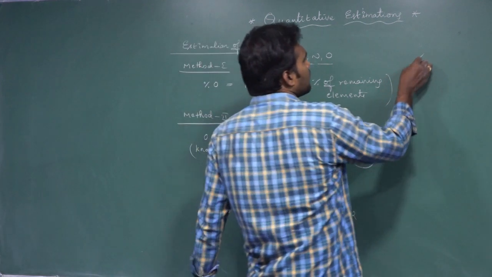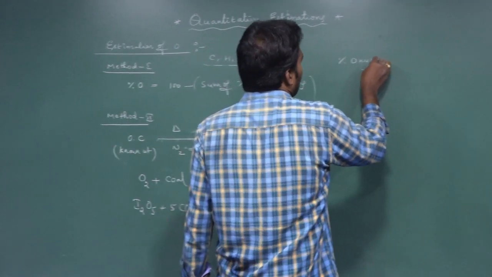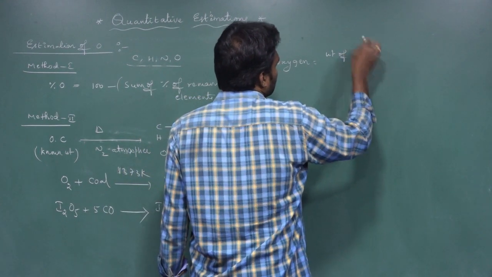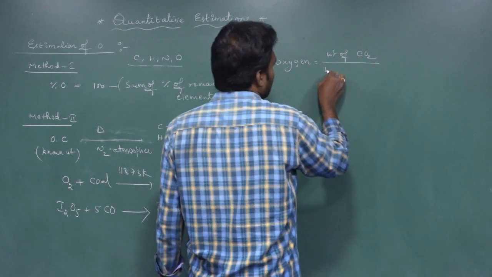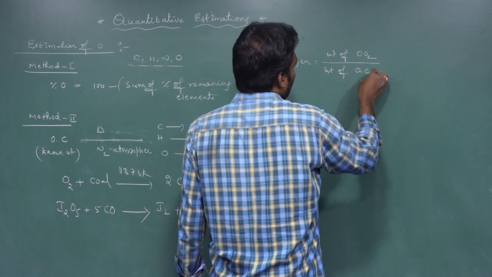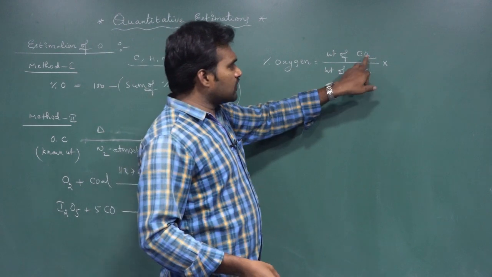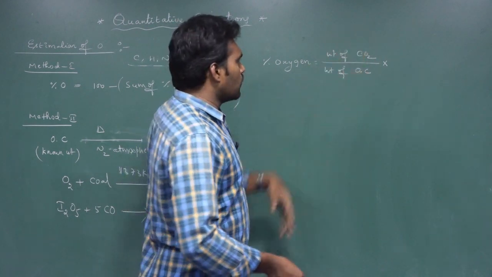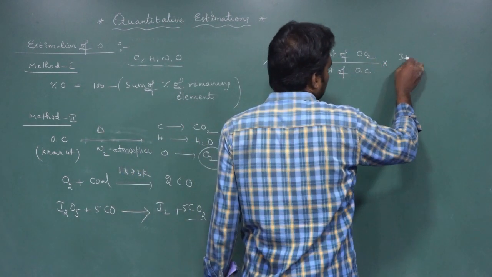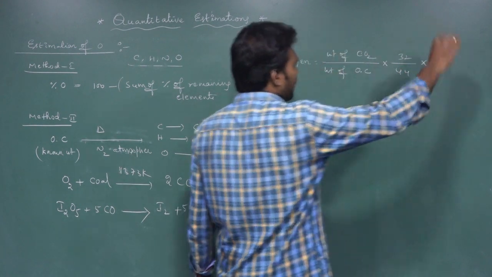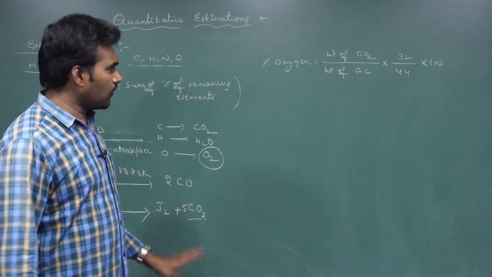Let us see. The percent of oxygen is equal to the weight of CO2 produced divided by the weight of organic compound, into, in CO2, what is the weight of oxygen? 2 oxygen atoms are there. So the weight of oxygen will be 16 2s are 32, divided by total molecular weight 44, into 100. Okay, that is one way.